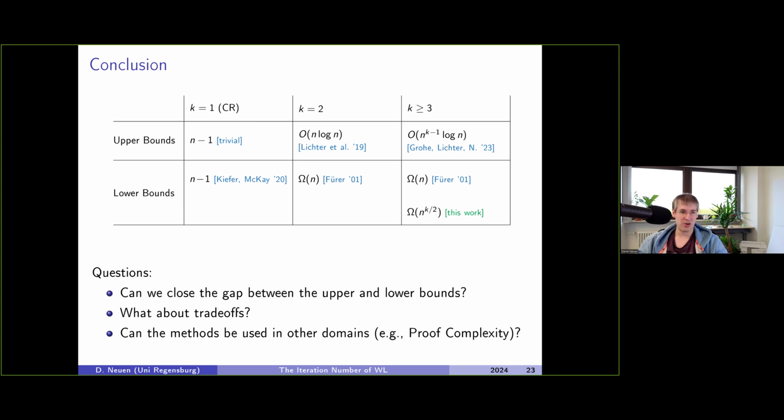Okay, and then last but not least, we have seen Weisfeiler-Leman is connected to a lot of other areas. So can we use this new construction also in these connected areas or some other areas? We believe one very natural area would be proof complexity. And I think I will stop here for the moment, and thank you for your attention.